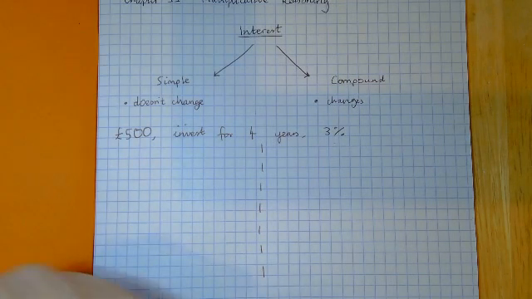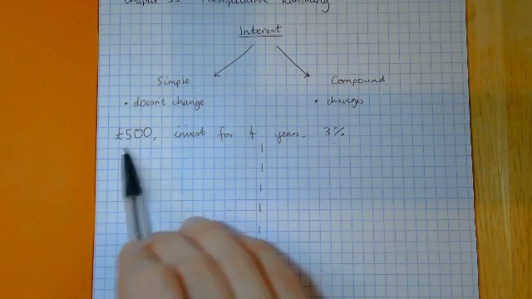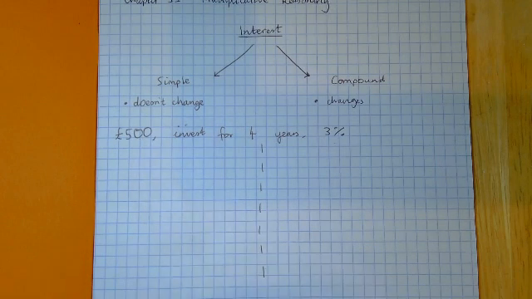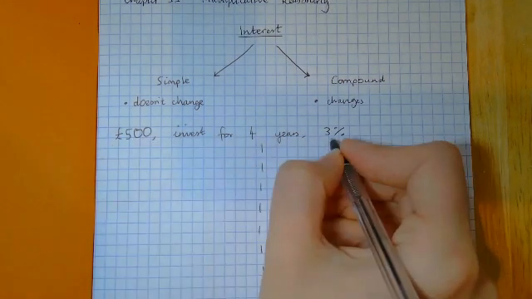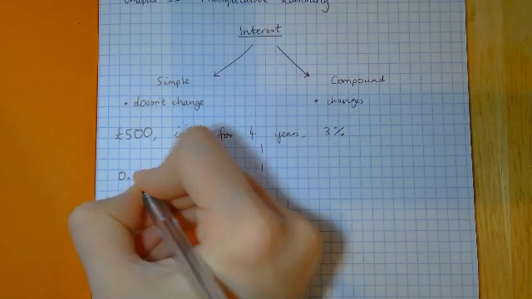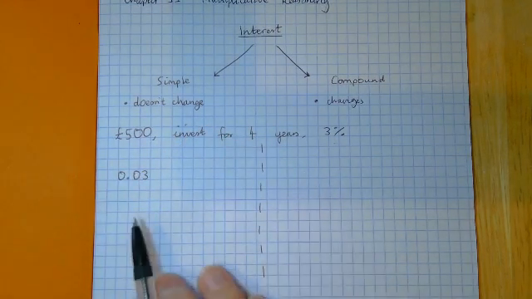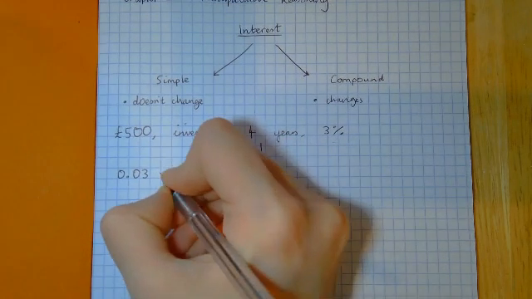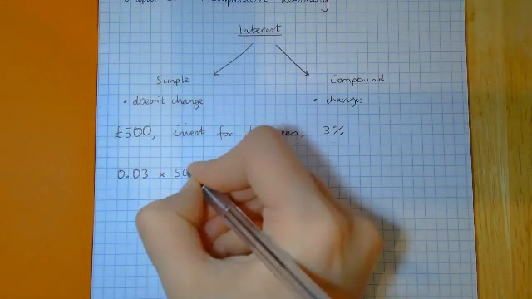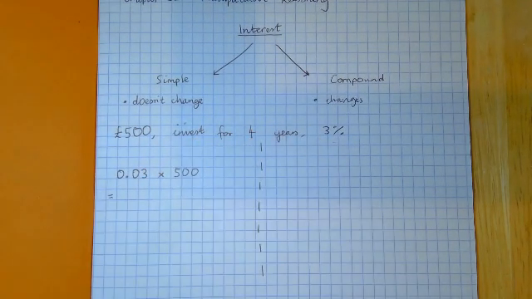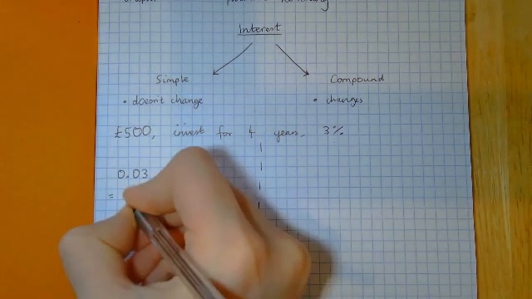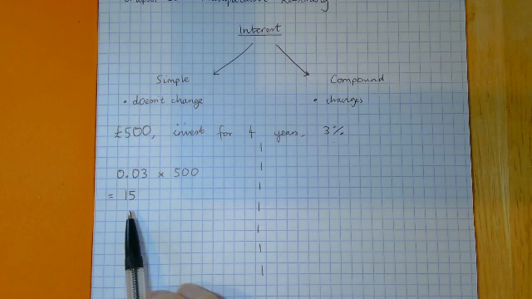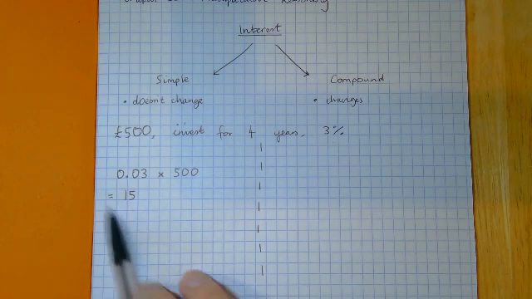Now, in order to work out 3% of 500, I could work out 1% by dividing it by 100 and timesing it by 3, but I'm going to use our calculator method. So I'm going to say that 3% is equivalent to 0.03. Remember, percentage to decimal, divide by 100. And in maths, whenever we say of, we mean times. So we want 3% of 500, which is going to give me 15. So I'm going to get £15.